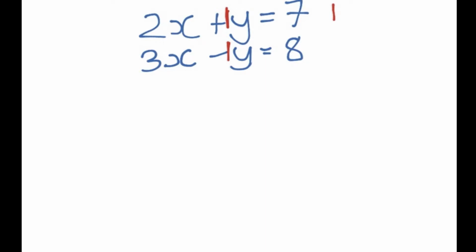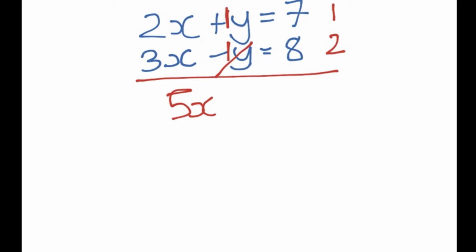So we'll label the equations first. So we know that is equation 1 and this one's equation 2. And what we want to do is add the two equations, and you'll see why very soon. So when we add 2 plus 3, we end up with a 5x. And when we add a plus 1 and a minus 1, we end up with a 0. So we have just effectively eliminated the y's. And 7 plus 8 is 15.